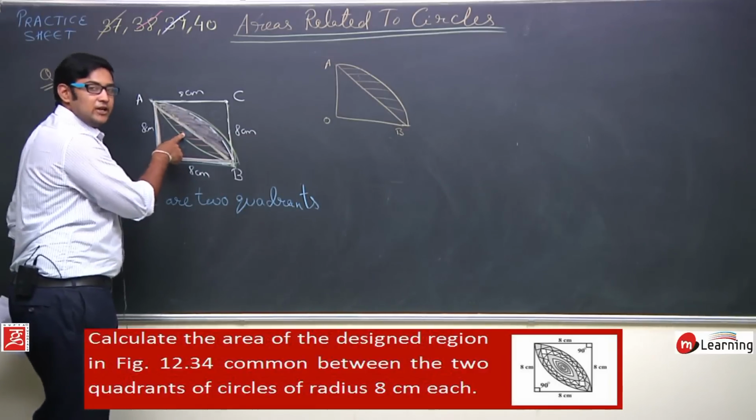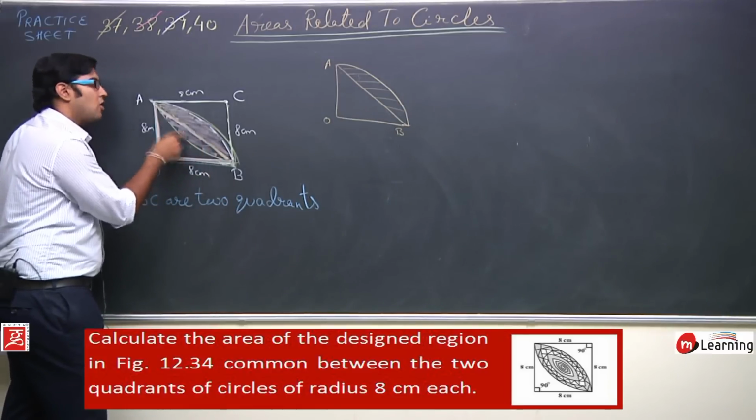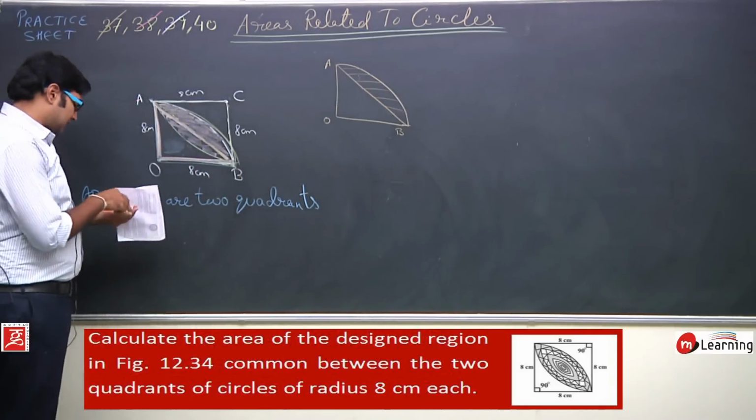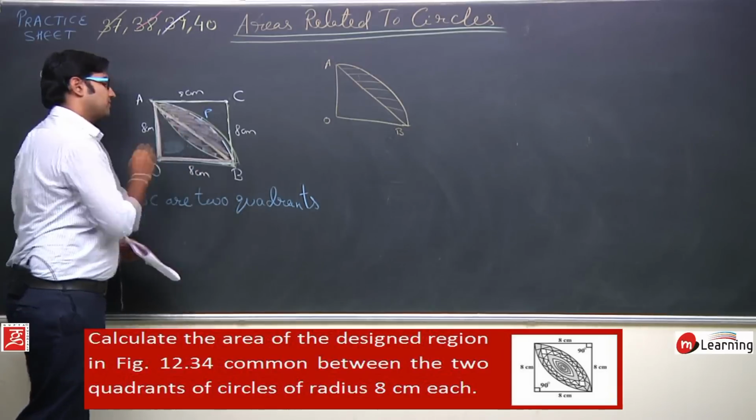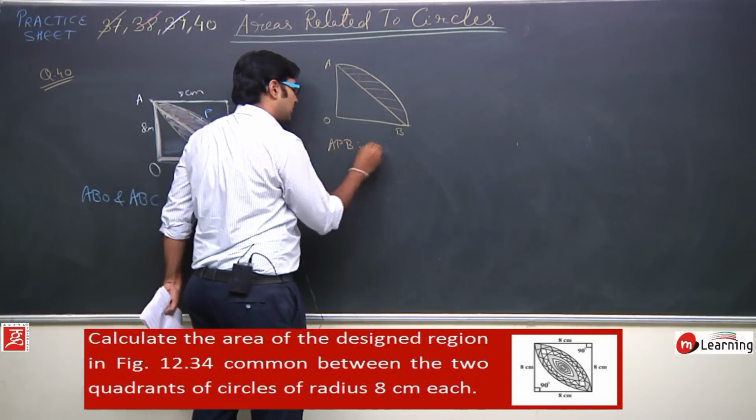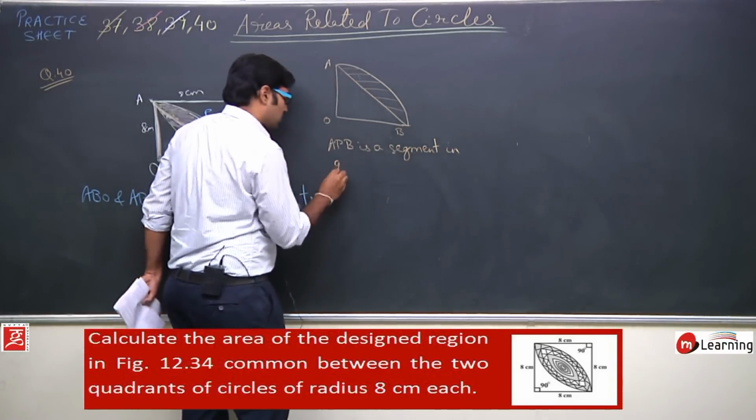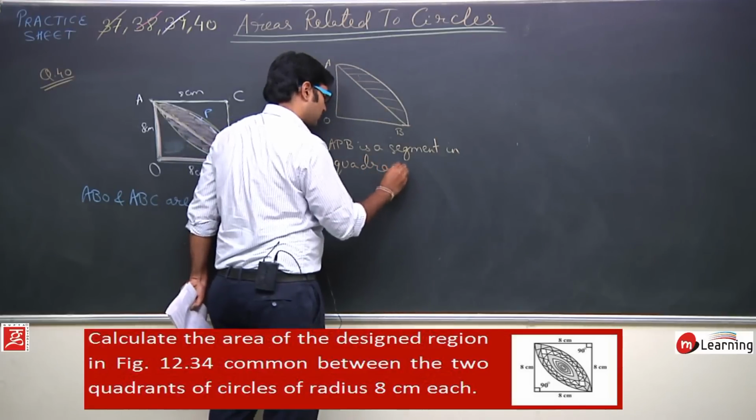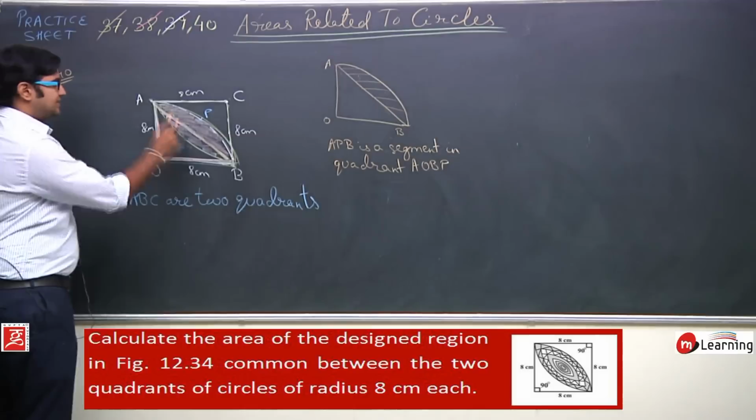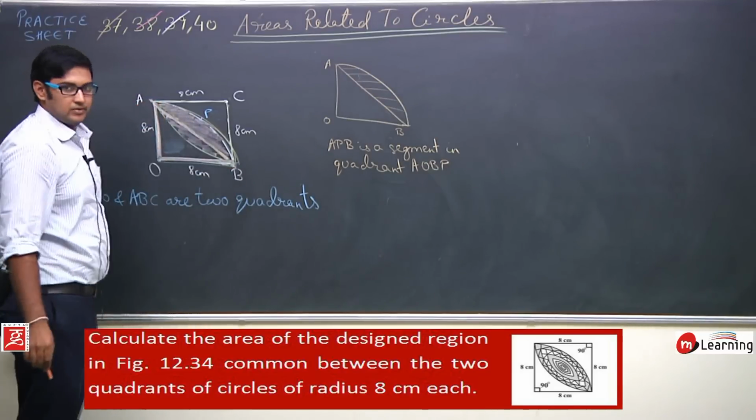When you visualize carefully, you will find that this part is also a segment of the ABC quadrant. What I am saying is, let us say this is a point P. I am saying that APB is a segment in quadrant AOBP. APB is a segment in the quadrant AOBP.